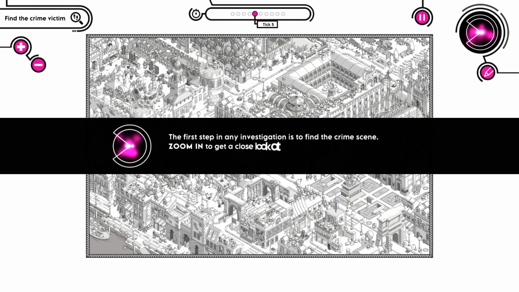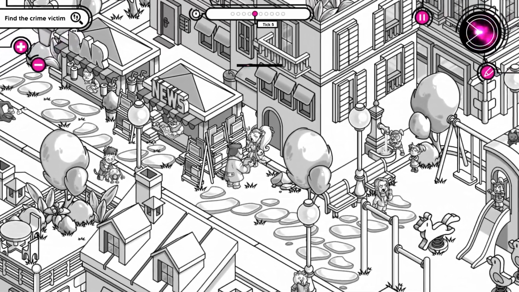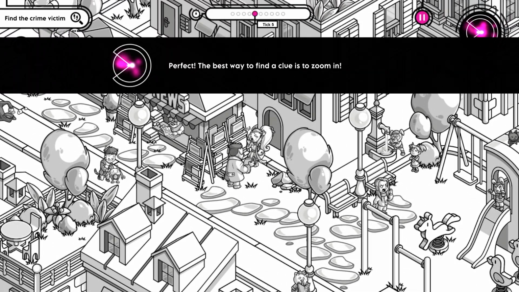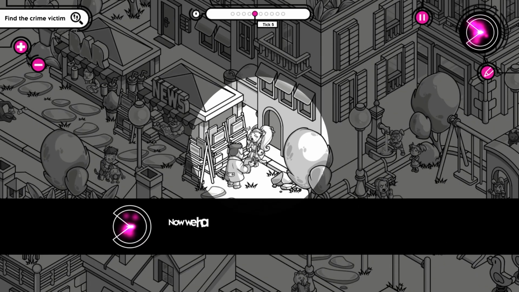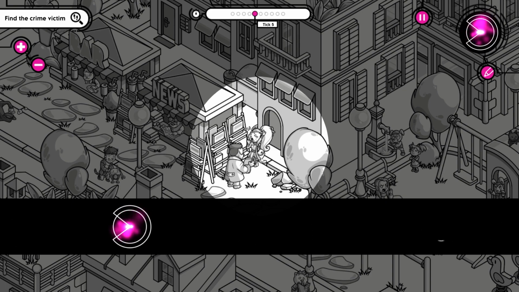The first step in any investigation is to find the crime scene. Zoom in to get a close look at the map and observe the details better. Perfect. The best way to find a clue is to zoom in. Now we have to select an element and let the system verify it. If it's actually a clue, it will be highlighted. To select an element, press and hold until the system answers.